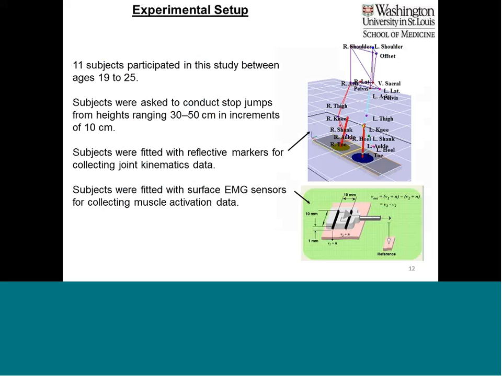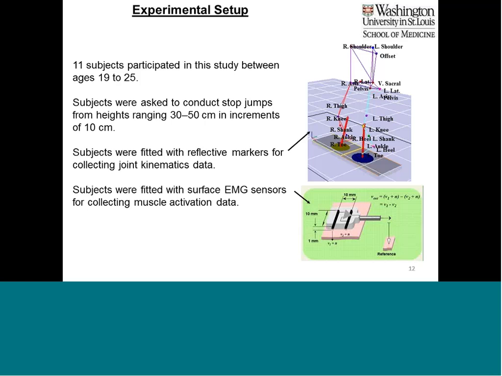I'm going to move on to our experimental setup. We had a total of 11 subjects participating in this study who were recruited from the Intramural Division of University of Louisville. They were all adults aged between 19 and 25. They were asked to conduct stub jumps from platforms ranging in height from 30 to 50 centimeters in increments of 10. The subjects were fitted with reflective markers for collecting joint kinematics data, and the marker arrangement is shown on the diagram to the right.